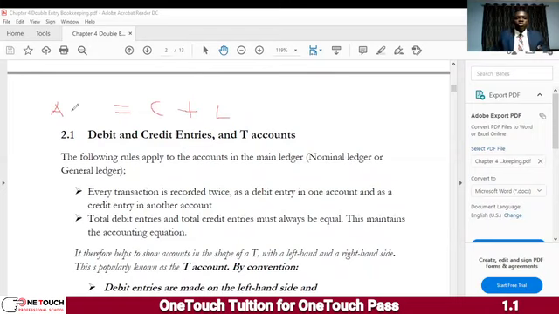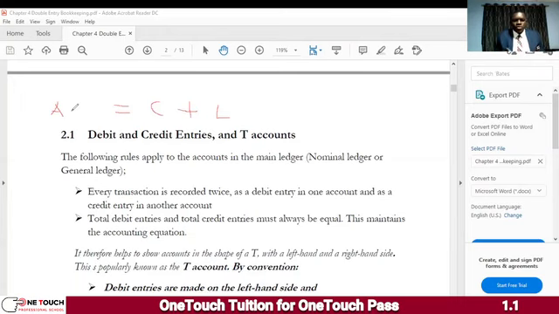So we said that the assets of a business is equal to capital plus liabilities, and here we are making use of the fact that every transaction should be recorded twice, as a debit entry in one account and as a credit entry in another account. Again, we are emphasizing that the total debit entries and the total credit entries must be equal, and that debits and credits then maintain the accounting equation assumption, which is that the assets of a business is equal to its capital plus liabilities.